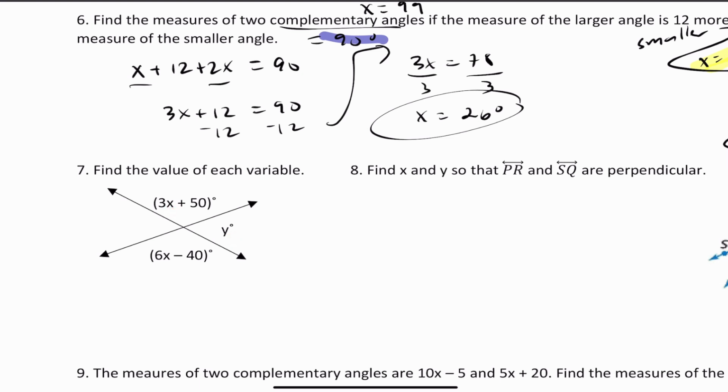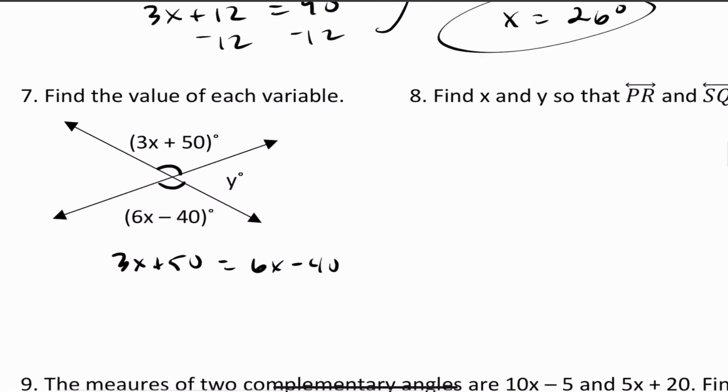Okay, since we're dealing with vertical angles, what can you tell me about vertical angles? Well, vertical angles are congruent. That means that this angle here and this angle here are congruent, so I can use those arcs to indicate congruency. So then I can do 3x plus 50, which is equal to 6x minus 40. When they are congruent, I just set them equal to each other.